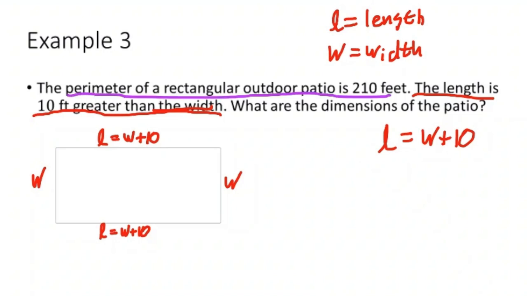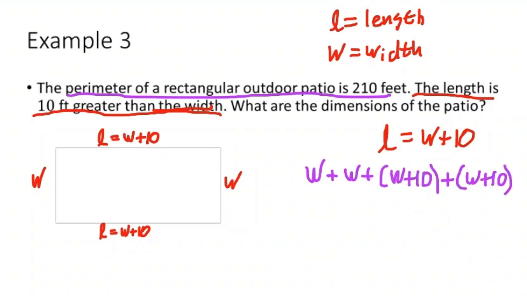The perimeter is the sum of the length of the sides of the rectangle, or any polygon for that matter. So the perimeter would be W for one side, W for the other, plus W plus 10 for the one length, W plus 10 for the other length. Our perimeter, we're told, is 210 feet. Now, with this information, we just formed a linear equation, which we can solve.